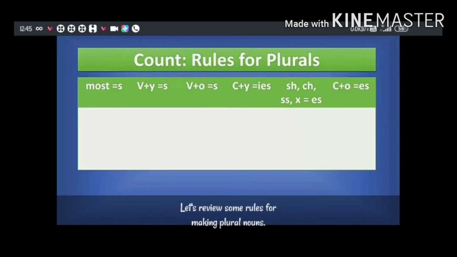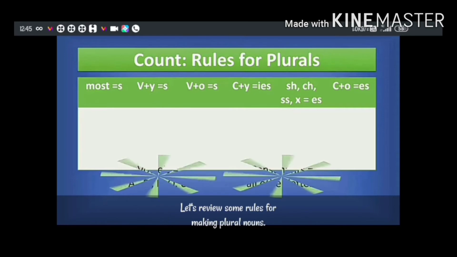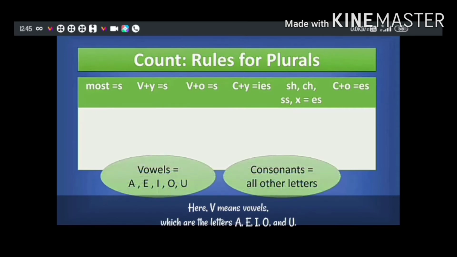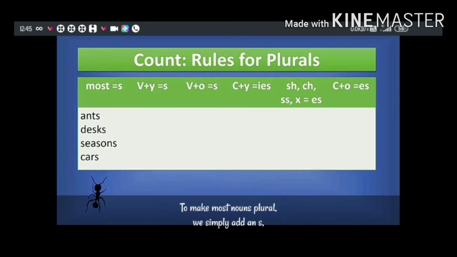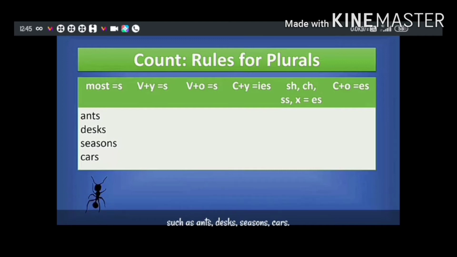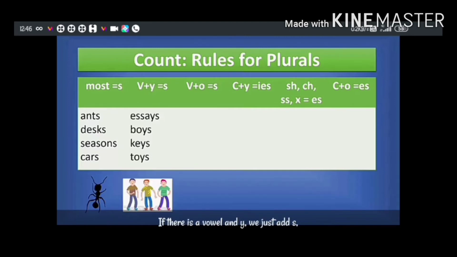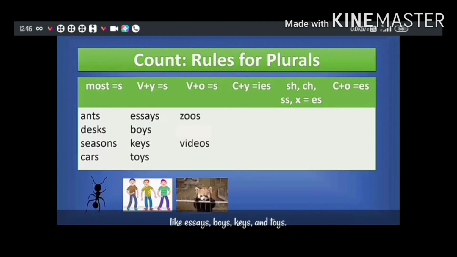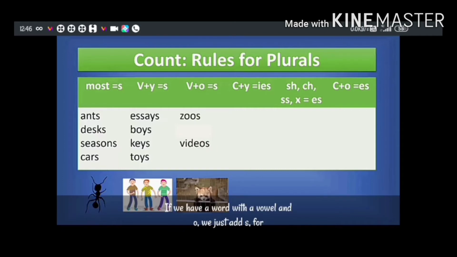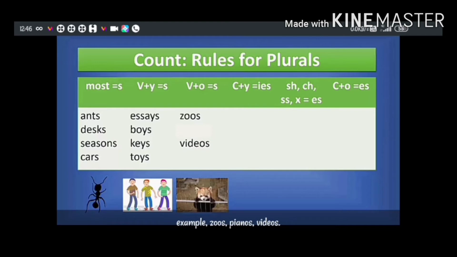Let's review some rules for making plural nouns. Here, V means vowels, which are the letters A, E, I, O, and U, and C represents consonants, which are all the other letters in English. To make most nouns plural, we simply add an S, such as ants, desks, seasons, cars. If there is a vowel and Y, we just add S, like essays, boys, keys, and toys. If we have a word with a vowel and O, we just add S. For example, zoos, videos.